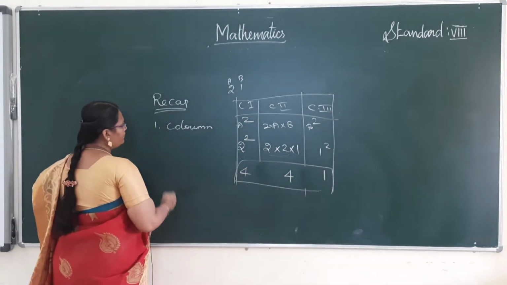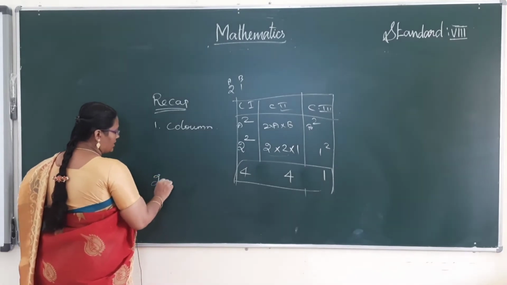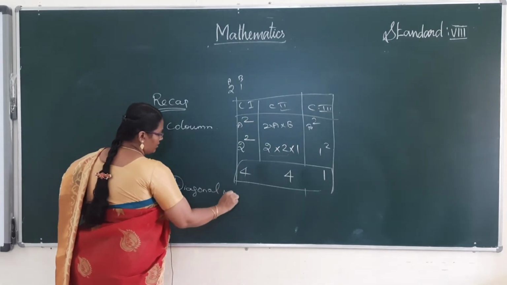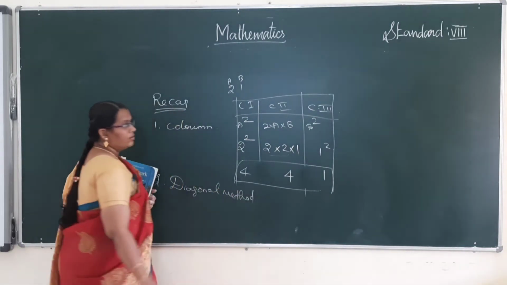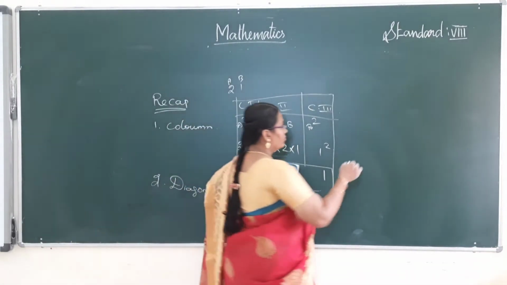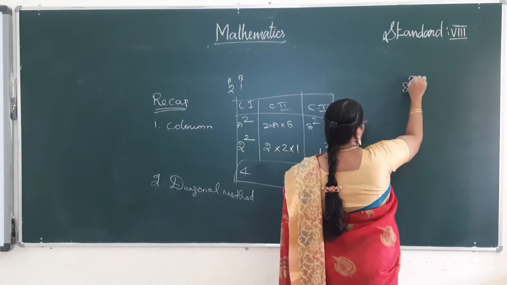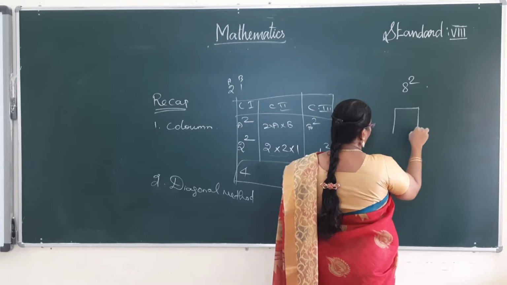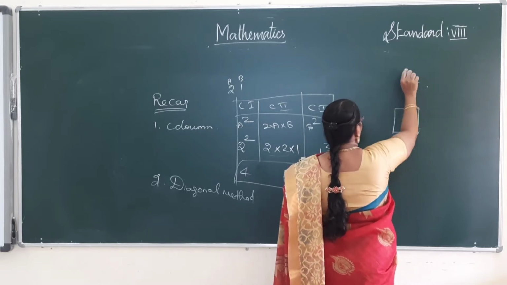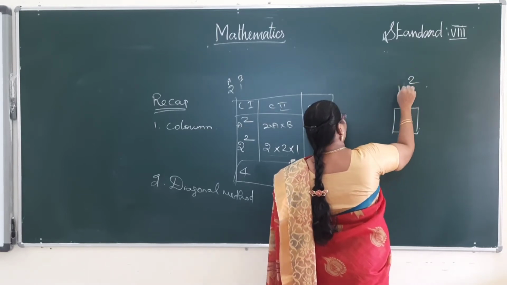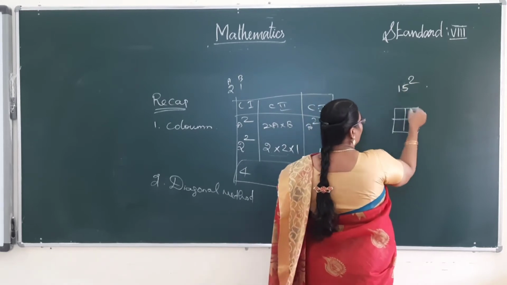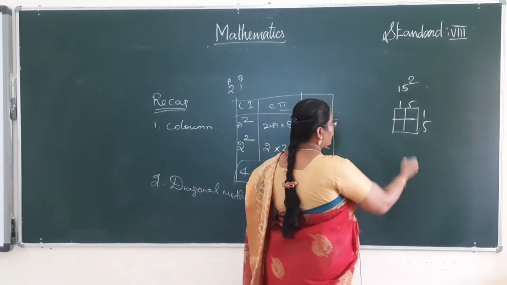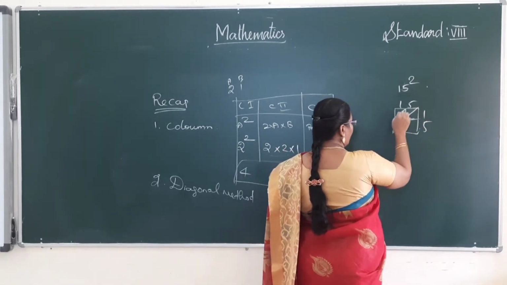And the next one, the diagonal method. For example, 15 squared. Since it is a two-digit number, you write 15 and 15 and draw the diagonals.